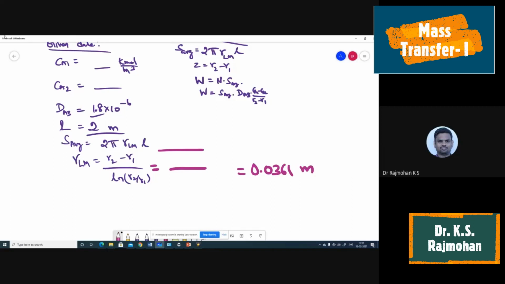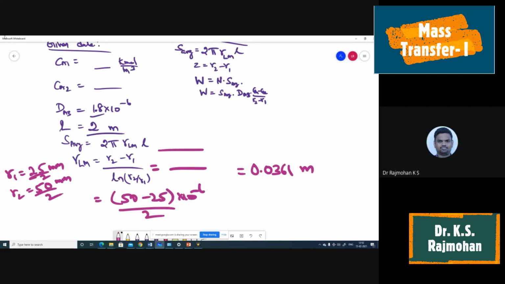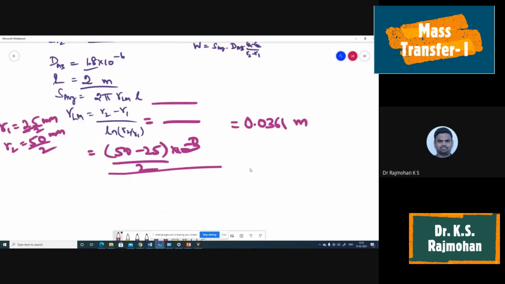We have R1 value as 25 mm and R2 as 50 mm, so we substitute the diameter divided by 2 as radius. We can write 50 minus 25 divided by 2 into 10 power minus 3. It's not minus 6, it's minus 3, because the diameters 25 and 50 are given, so we divide by 2. So we have 50 minus 25 by 2 into 10 power minus 3, that is R2 minus R1, divided by ln of 50 by 25, since the ratio of radii is the same as the ratio of diameters.